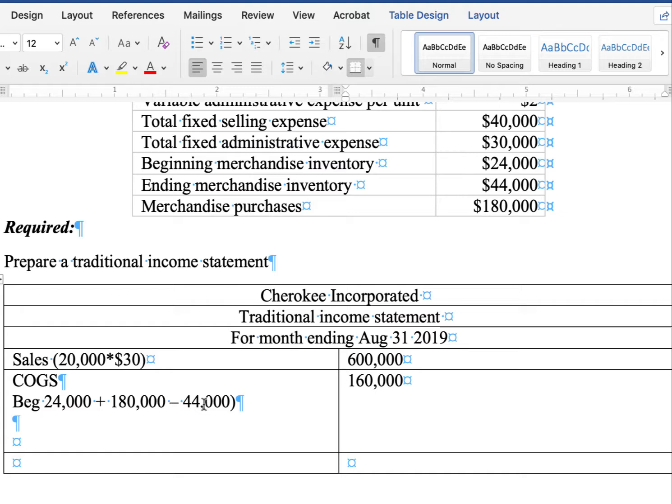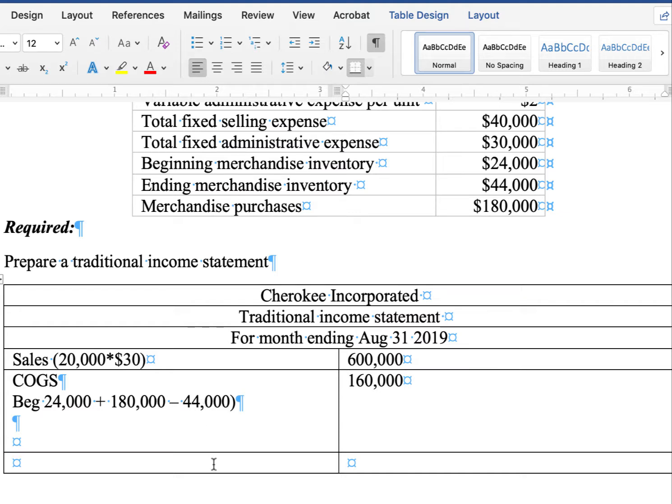If you're a little confused on how I took the merchandise inventory account and figured out what our cost of goods sold is, what I did was I took the beginning balance, I added the purchases that we made for merchandise inventory, and I subtracted out what was left, or the ending balance. That tells us how much we've used. So again, beginning plus purchases minus ending inventory tells us what our cost of goods sold is.